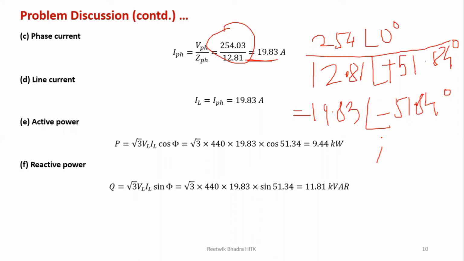What it means is that if you draw the phasor diagram, with the voltage drawn like this, the minus means lag. So I draw the current like this, and this angle is 51.84. It is easy to draw the phasor diagram using this angle approach; that's why you need the angle. You can show the answer as 19.83 at an angle of minus 53.14, and you will be given full marks. If you show only 19.83, you will also be given full marks. No problem.